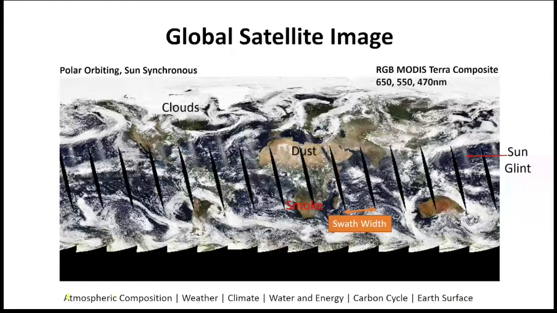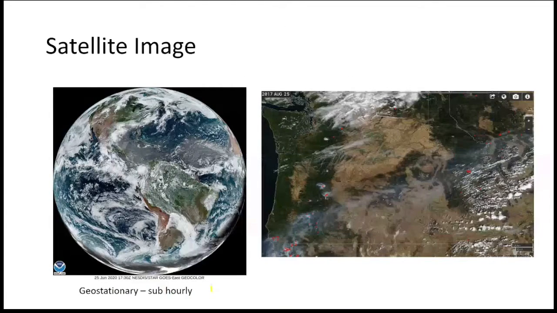So there are several things that are happening. Atmospheric composition is aerosols, weather, climate, water and energy, carbon cycle, Earth surface. This is what encompasses the Earth atmosphere system, if you will, or that's how NASA classifies that. So it's very important to understand some of these features in the satellite image.